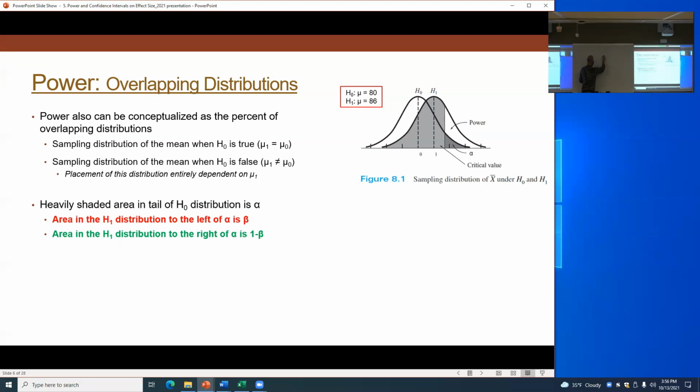Yeah, right? So I'm failing to reject. What's happening if I'm over here on this distribution? What type of error am I making? The type 2 error, right? So what I've got is, we can think about power as overlapping distributions. We've got our null distribution. This is the distribution that we're testing on.